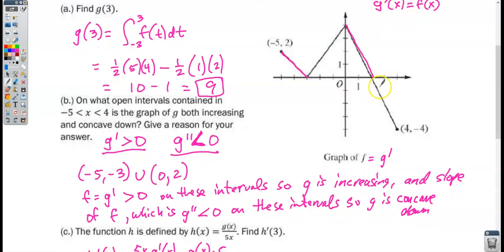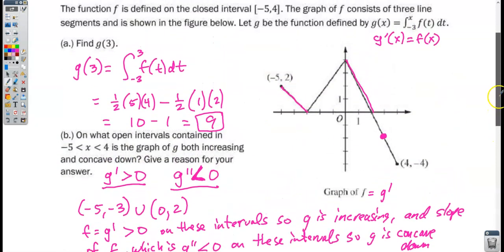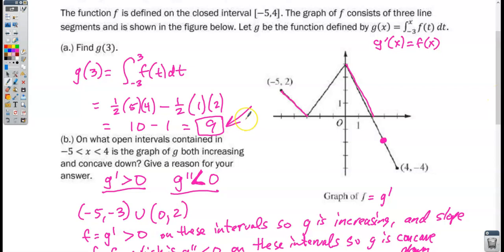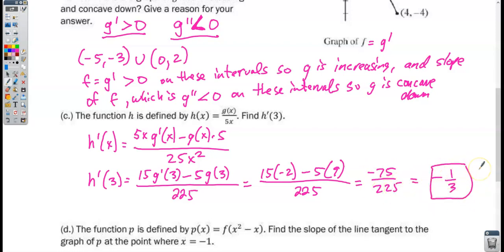G prime of 3 is the y value there. That's -2. That's 15 times -2 minus 5 times, and then g of 3 we found in part A. That was 9. So we're going to go ahead and put 9 in here. And that gives us, looks like, -30 minus 45, -75 over 225, or -1/3 for the value of h prime of 3.